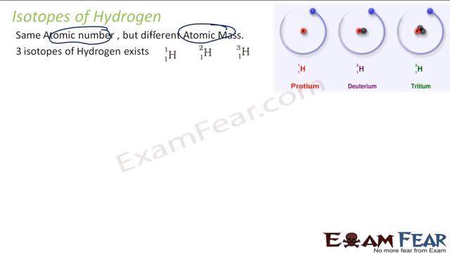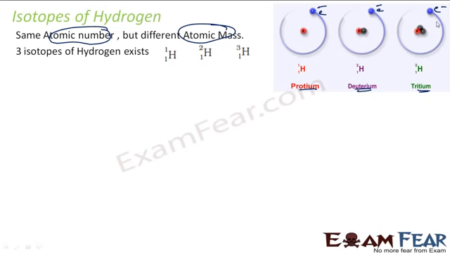For hydrogen there are three isotopes: protium, deuterium, and tritium. For protium, there is one proton and one electron. For deuterium, there is one neutron, one proton, and one electron. For tritium, there are two neutrons.